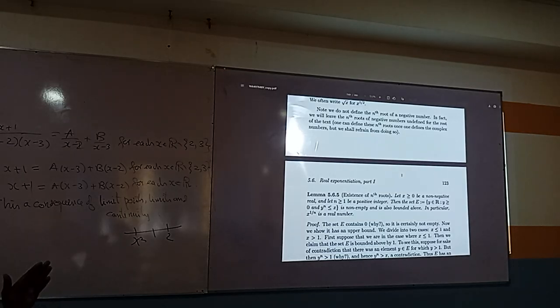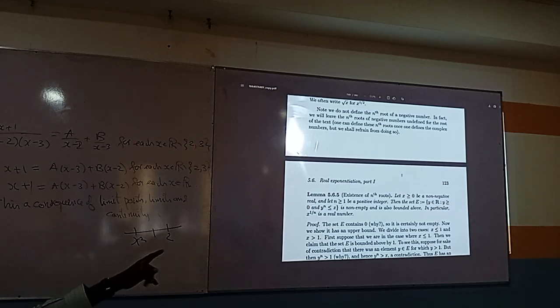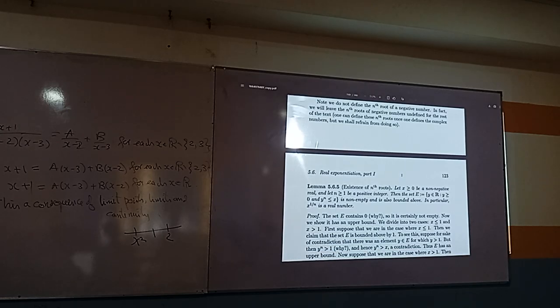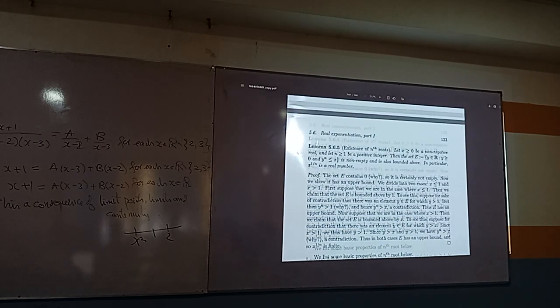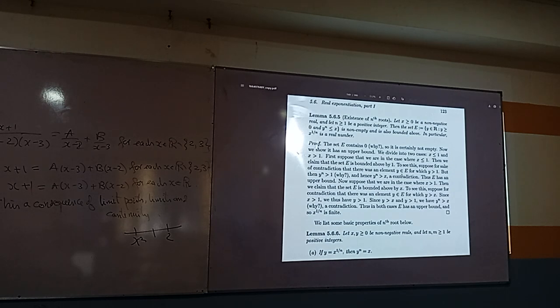Now you have to keep in mind that x to the 1 over 2 we define by the supremum. That's how we define x to the 1 over n also. Same way, we have the set E, the set of all y belongs to R such that y greater than or equal to 0 and y to the n less than or equal to x. Over there we had y squared less than or equal to 2, no? Same way. Because it is the same thing, I will not go through the proof, but if you cannot understand, you have to ask me.